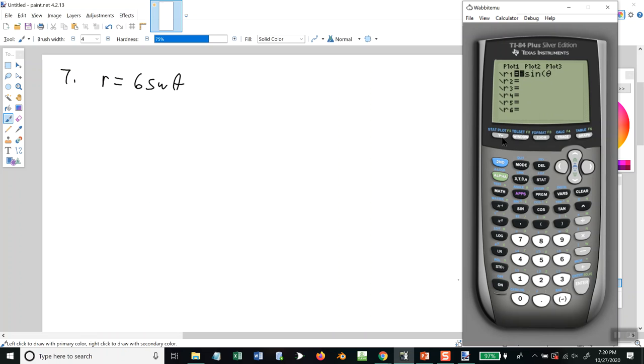Okay, if I come here and put in 6 sine theta. Oh, press your mode button. And where it says function, par, pol, seq, you want to choose pol for polar. And then when you go to the y equals, you should see your r1. Remember, zoom and Z standard seemed to give us the best last time.